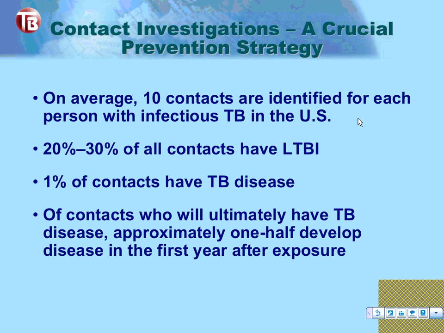Contact investigations are indeed a very important prevention strategy here in the U.S. On average, there are about 10 contacts identified for each person with infectious TB. And among those contacts identified, 20 to 30% will be found to have latent TB. Also importantly, about 1% of all contacts will inadvertently be found to have TB disease during contact investigation. Now, if contacts will ultimately have TB disease, approximately half of these contacts will develop their disease within the first year after exposure. And that's a very important point. The recency of infection is a very important factor in the progression to active disease.